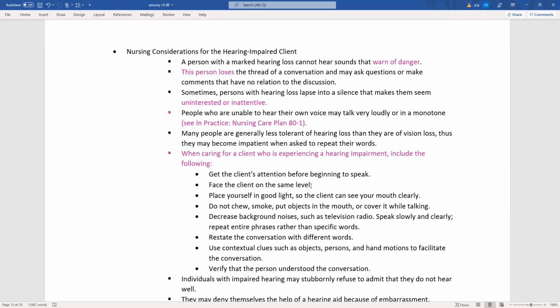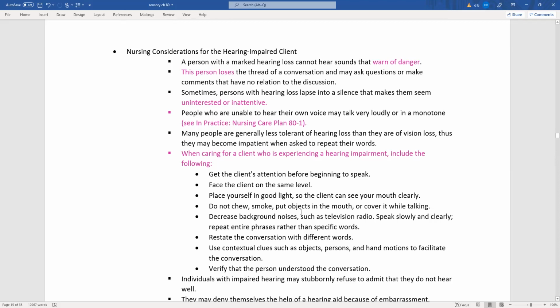Face the client on the same level. You got to speak to me in my face. Do not speak to me from behind, because that ain't how God made my ears. Place yourself in good light so the client can see your mouth. I can read lips a little bit. It depends.